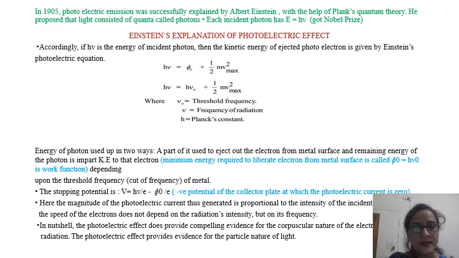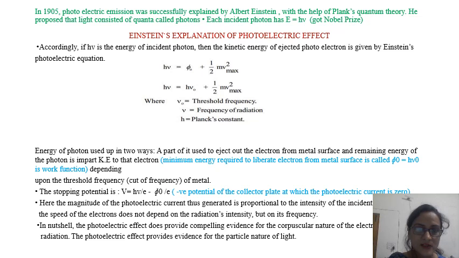In 1905, photoelectric emission was successfully explained by Albert Einstein. With the help of Planck's quantum theory, he proposed that light consisted of quanta called photons. Each incident photon has energy equal to h nu. He got the Nobel Prize for this. Einstein's explanation of the photoelectric effect.